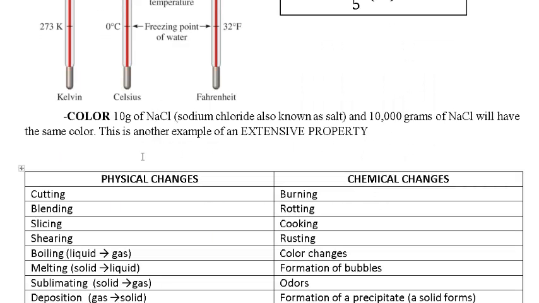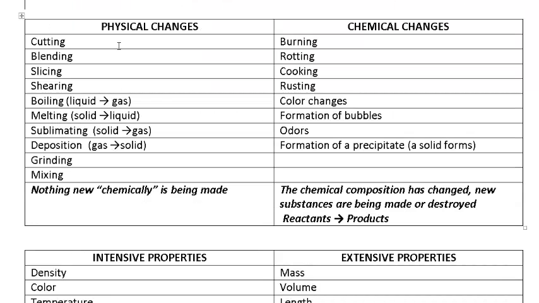All right, the final intensive property, I should say, is color. This is an intensive property, not an extensive property. Regardless of how much quantity you have, it will be the same color. 10 grams of sodium chloride will still be white. 10,000 grams of sodium chloride will still be white. Physical changes do not change the elemental identity, and do not create new products. Essentially, no products are being made from the reactants.